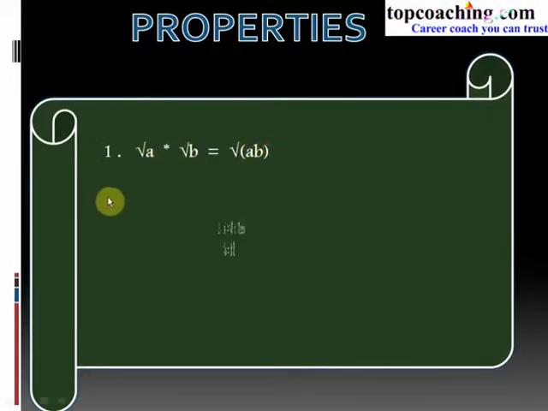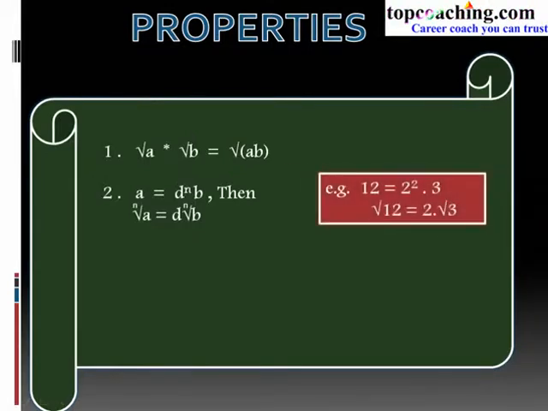The second property is, if a is equal to d to the power of n into b, then the nth root of a would be equal to d into the nth root of b. So if we can write a as d to the power of n into b, where the index of d is equal to n, then in such a case, the nth root of a would be equal to d into the nth root of b. For example, let us take the number 12. Now 12 can be written as 2 square into 3. Now if I want to calculate the square root of 12, then that could be written as 2 into root 3. We have simply used this property.